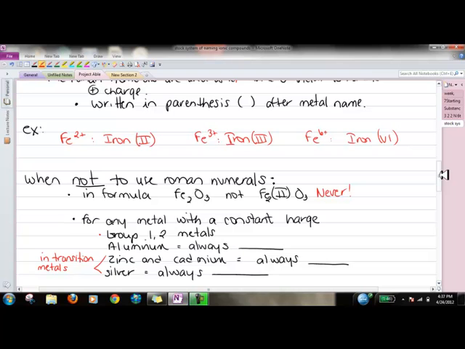There are a few times where we don't want to use Roman numerals. The first thing is in the formula, we don't ever want to put the Roman numeral in the formula. It's only for the name. Second one would be for any metal with a constant charge. These are things like group 1 is always a +1. Group 2 is always a +2. Aluminum is always a +3.